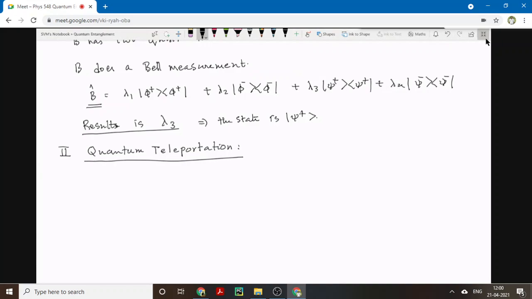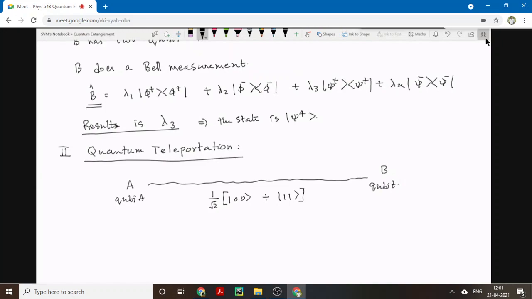Now, teleportation is essentially something like this. Let's say you have A here and B here, and A has a qubit A and B has a qubit B in an entangled state. So there is an entangled resource shared between these two, and let's call that 1 by root 2 times 0,0 plus 1,1. This is one of the Bell states, maximally entangled states.